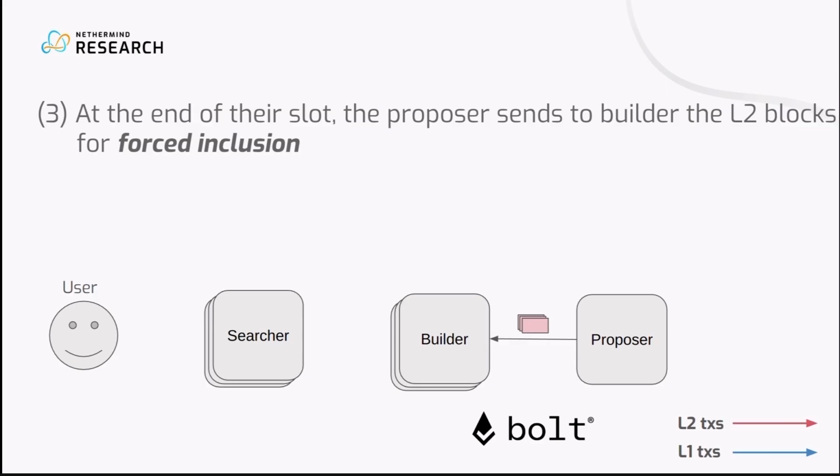And for this part, we use Bolt, because of Bolt's forced inclusion APIs. Okay, and then in the end, the L1 block building pipeline will publish an L1 block that includes these L2 blocks.